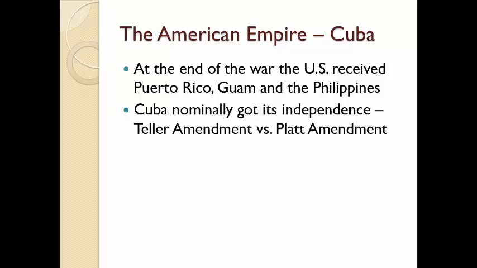So, they weren't their own country. They had to ask their big brother, the United States, for permission. The amendment said that the United States could intervene militarily whenever it saw fit in Cuba. As a matter of fact, this is when we established Guantanamo Bay. Part of the Platt Amendment said that we will have a military base on Cuba forever.